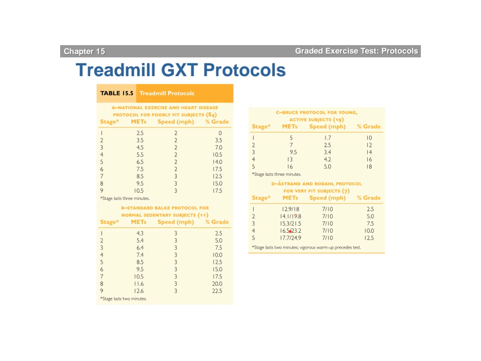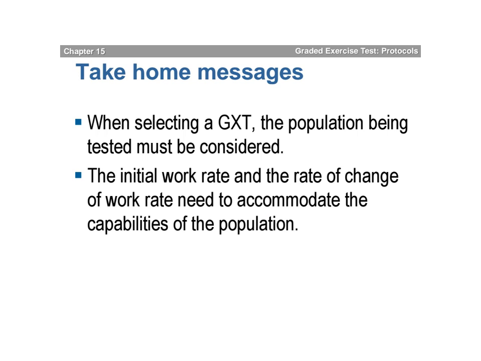And then you would increase in various stages, getting all the way up to almost 25 METs, which is really pretty incredible. It's very high. Here are some more take-home messages. When selecting a graded exercise test, the population being tested must be considered. The initial work rate and rate of change of work rate, in other words, how much you change the work rate from one stage to the next, needs to accommodate the capabilities of the population.